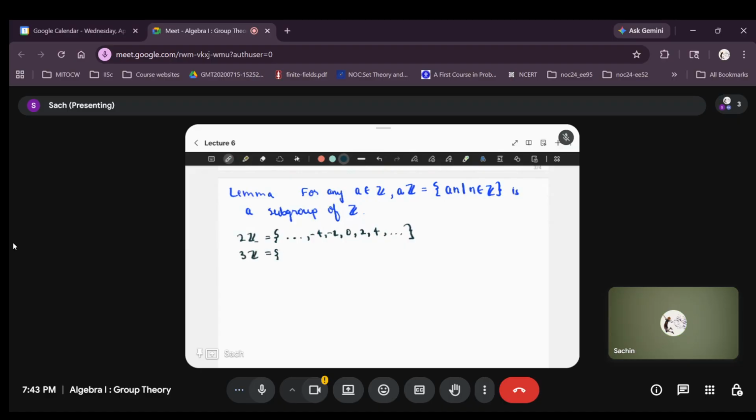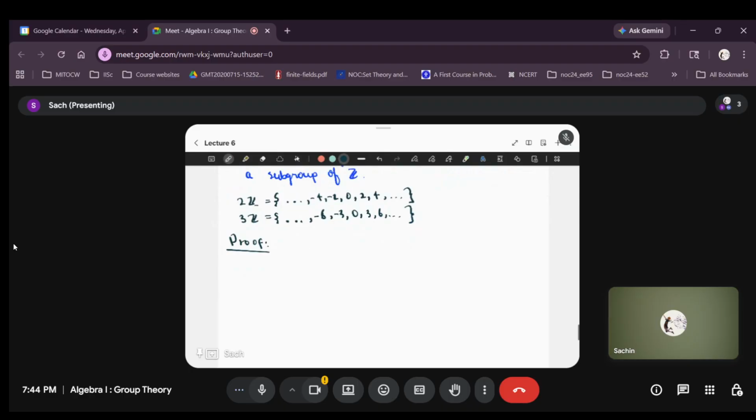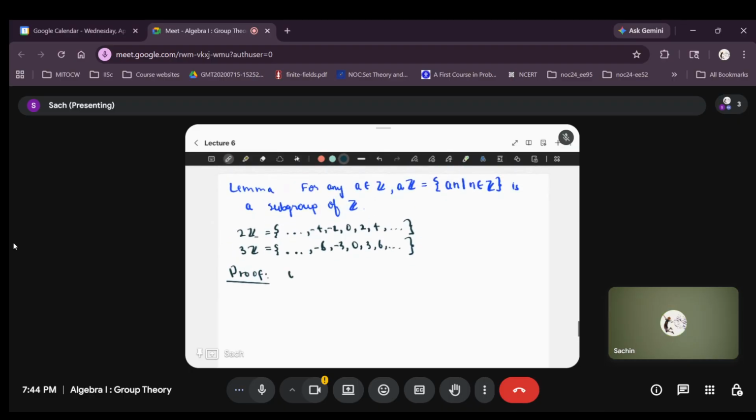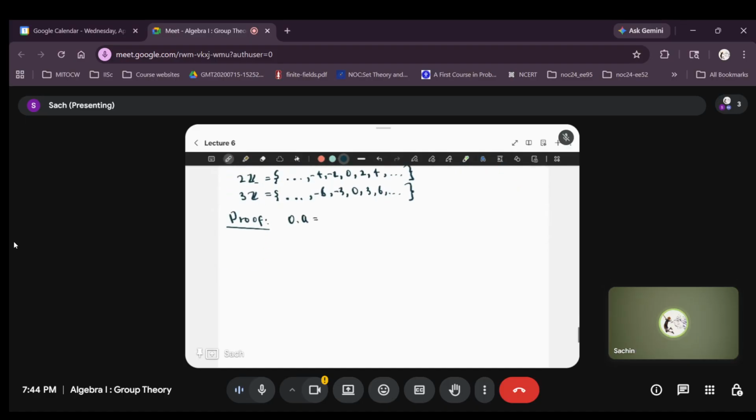3Z is all multiples of 3: minus 6, minus 3, 0, 3, 6, etc. That will be a subgroup. First thing is that 0 times a is equal to 0. So aZ is non-empty and it also has the identity.